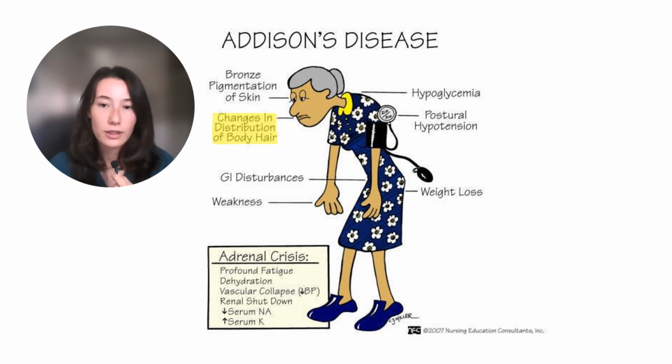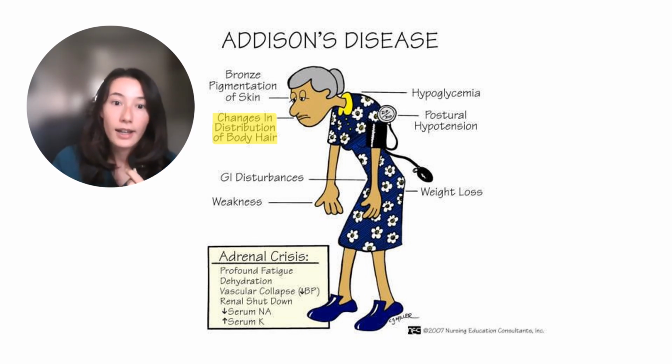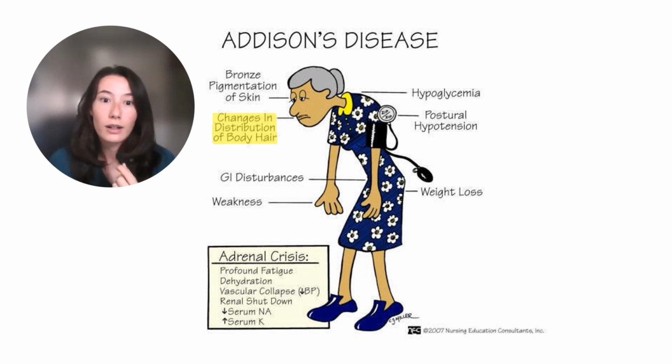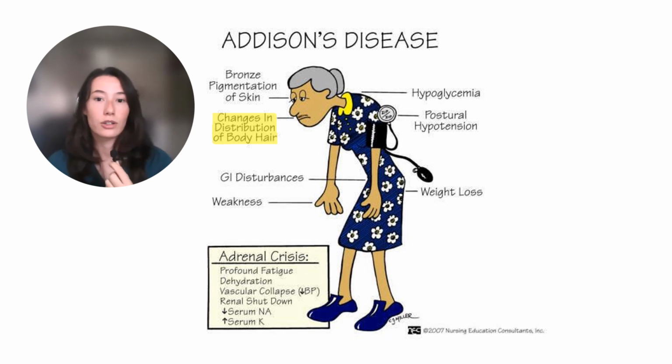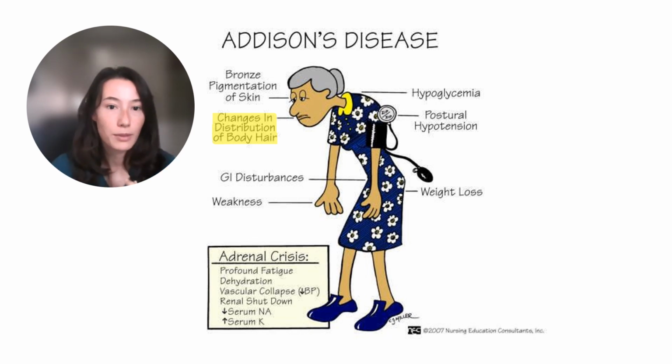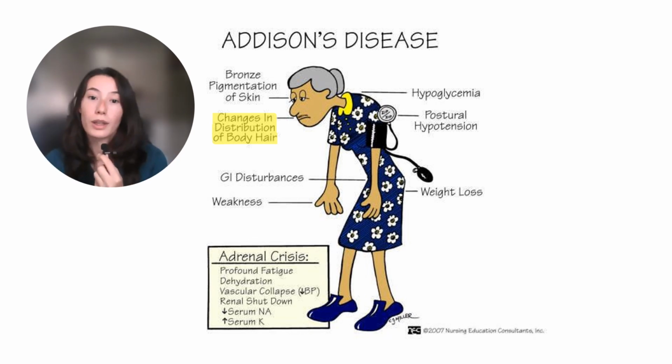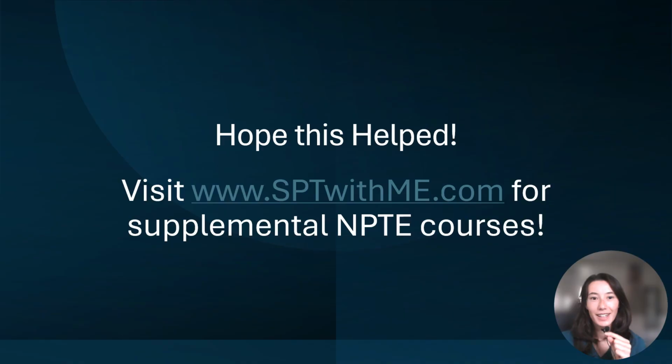However, with women, because there are no testes, and so these sex hormones are mostly coming from the adrenal gland, there is a change. So there might be some hair loss in some regions, and there might be some hair growth in other regions for females. Hopefully this clears some things up about Addison's disease.